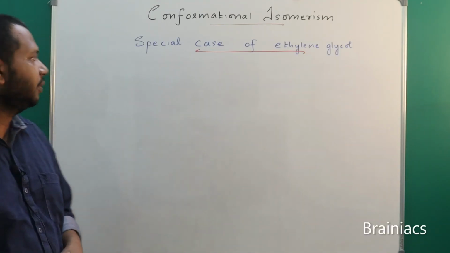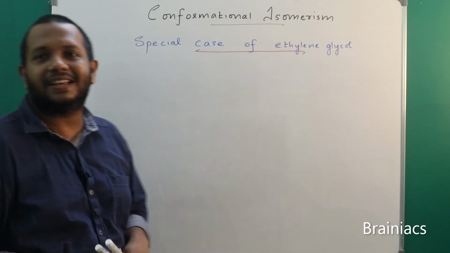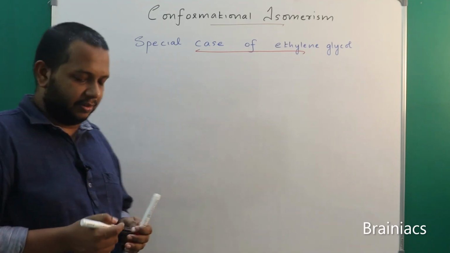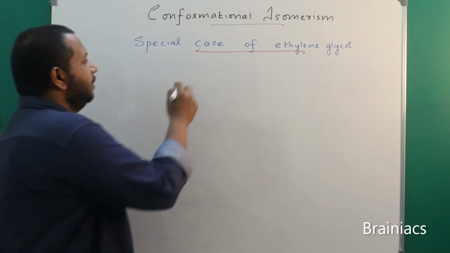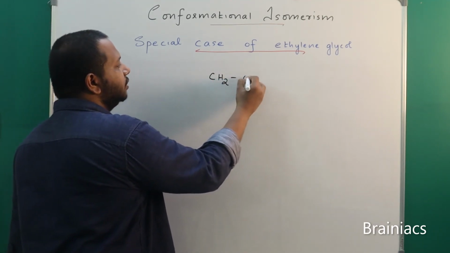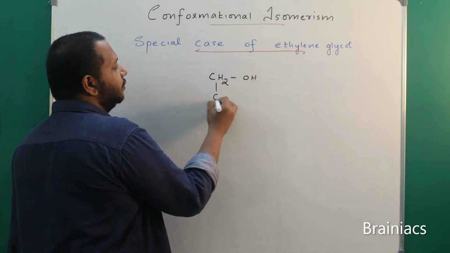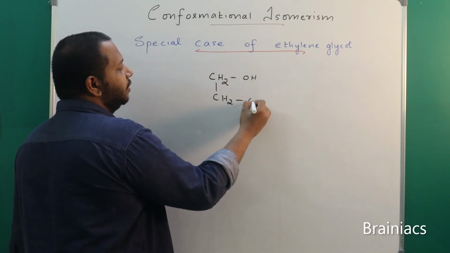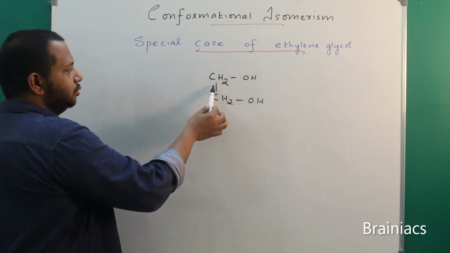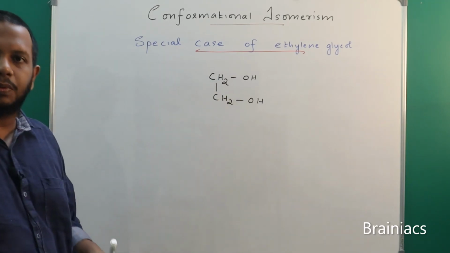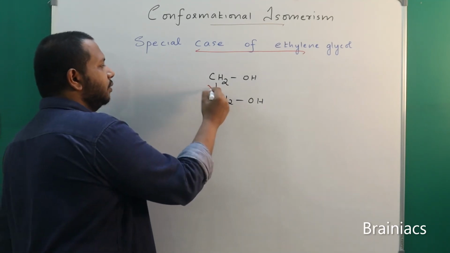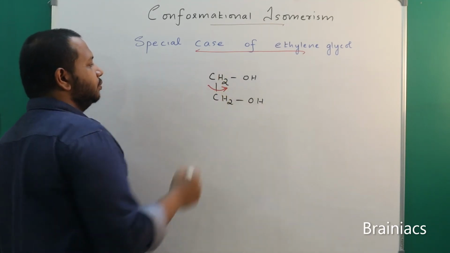So next we are going to see the special case of ethylene glycol. Why is ethylene glycol a little bit special? That's what we are going to see. First of all, we write the formula of ethylene glycol. Ethylene glycol is nothing but CH2OH and CH2OH. Now we know that there are three continuous bonds, 1, 2, 3. So conformation is possible. Let's say it is rotating around the central bond, between these two.